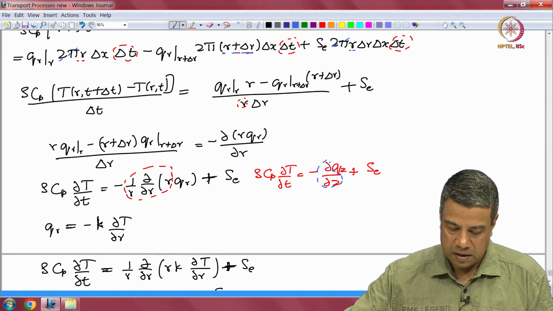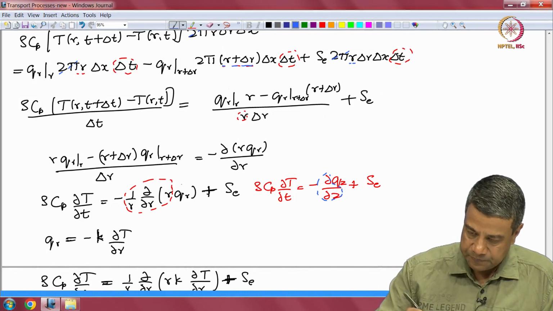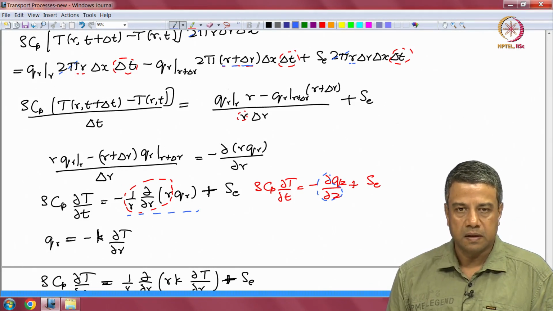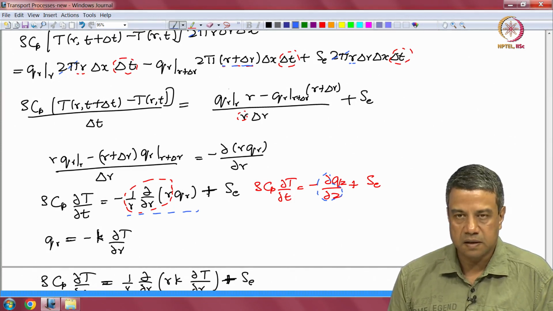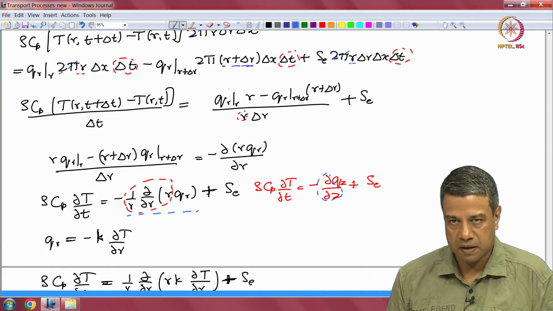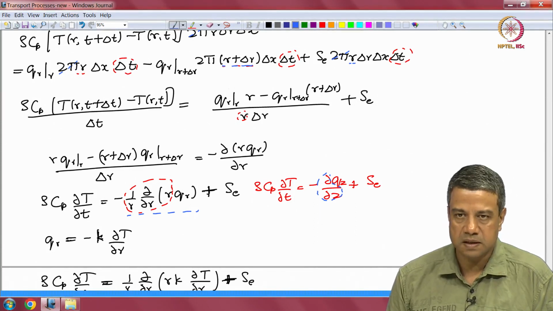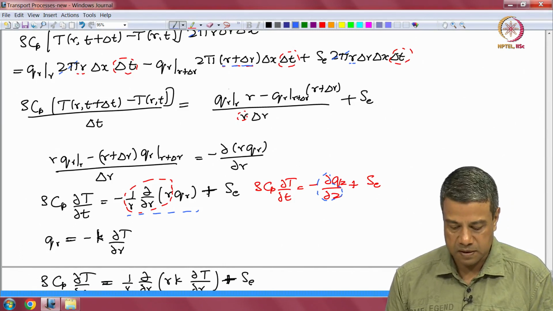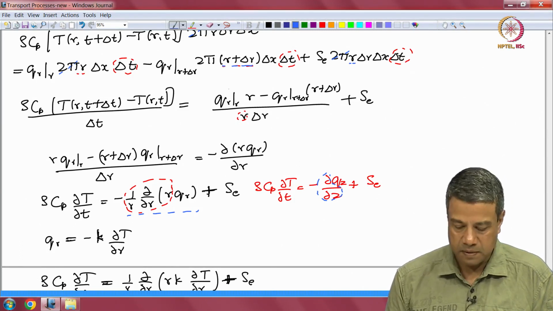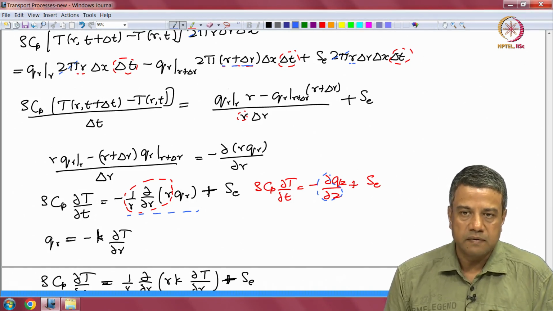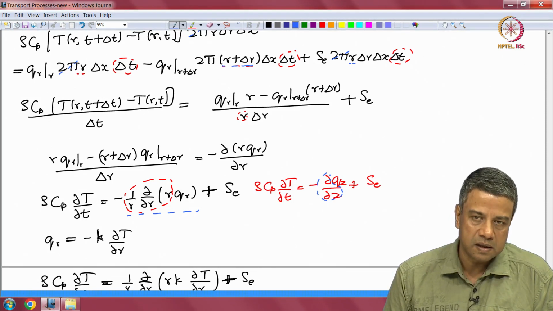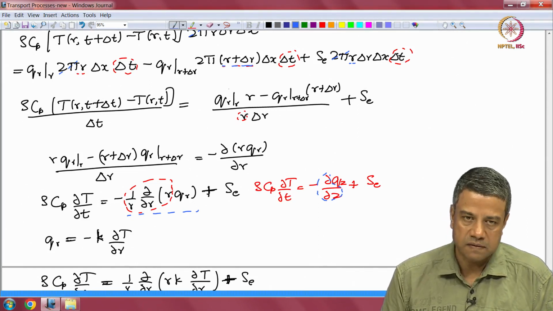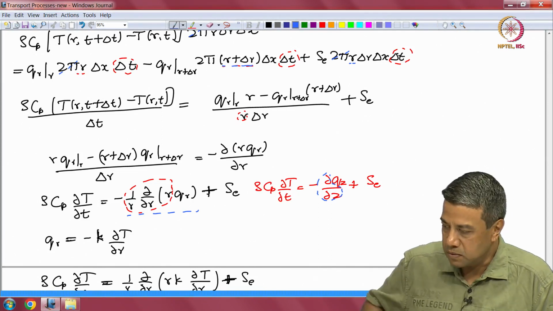You substitute that in, and you get an equation in which, instead of having just the derivative of the flux, you have 1 over r d by dr of r times q r on the right side with the negative sign, plus the energy source. On the left you have the change in temperature per unit time times rho Cp. And q r is equal to minus k partial T by partial r, the thermal conductivity times the difference in temperature divided by the distance travelled. So, that is the heat flux in the radial direction, with a negative sign because heat is transferred from higher temperature to lower temperature.